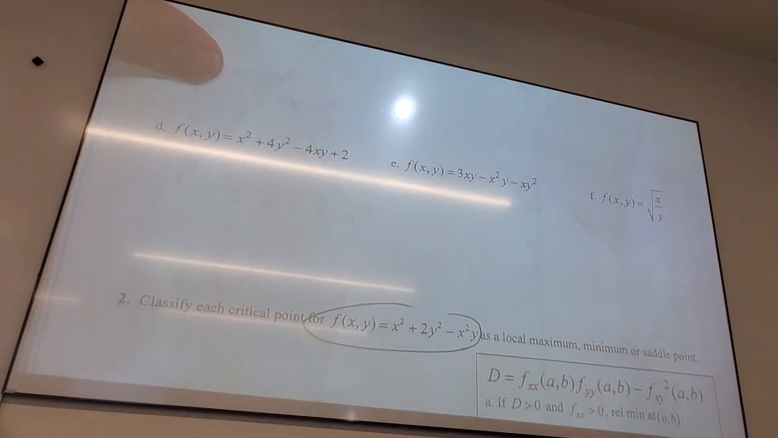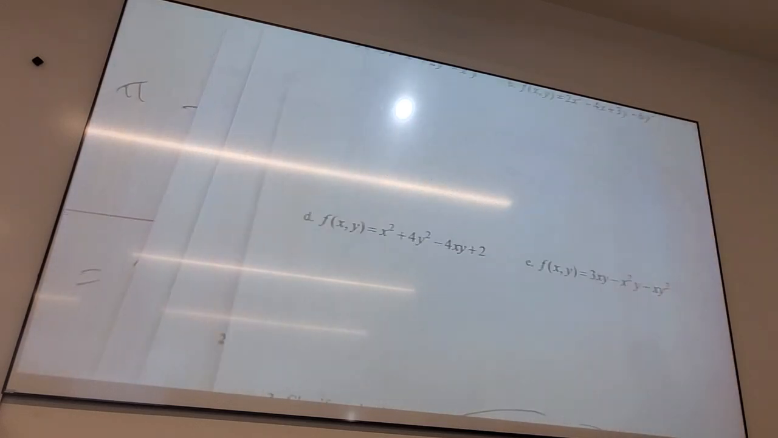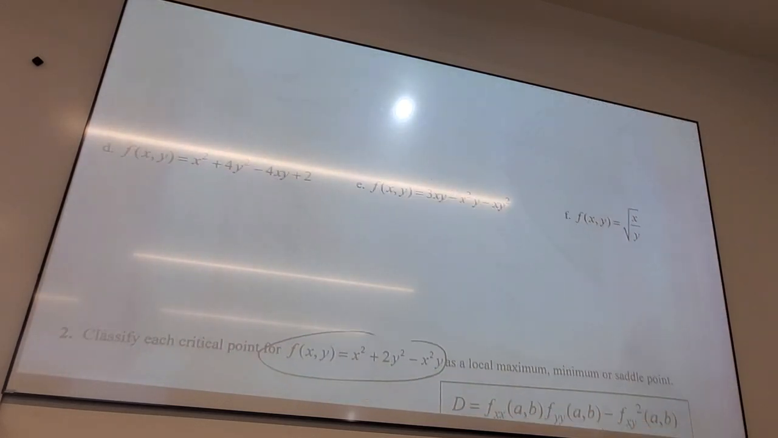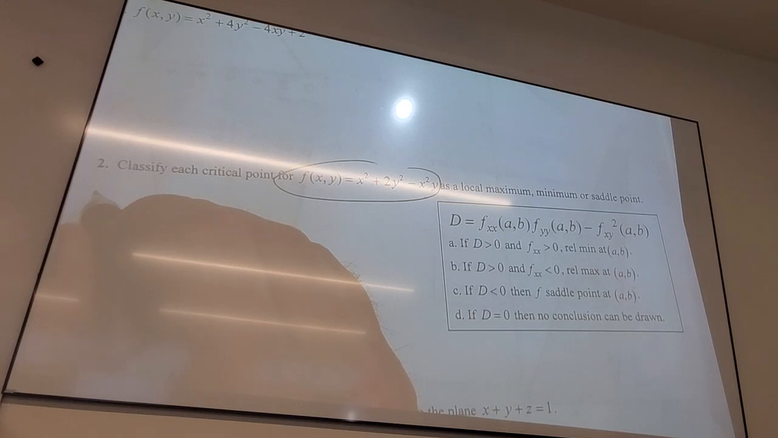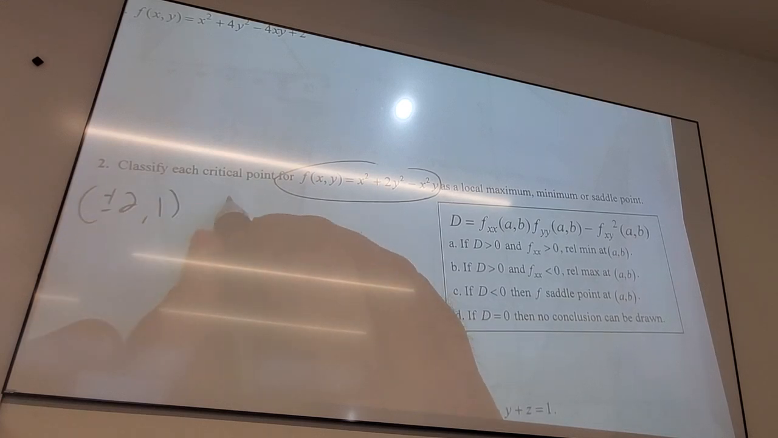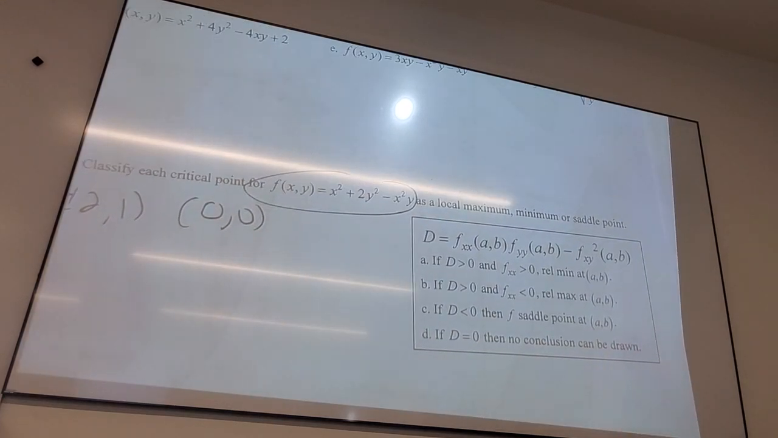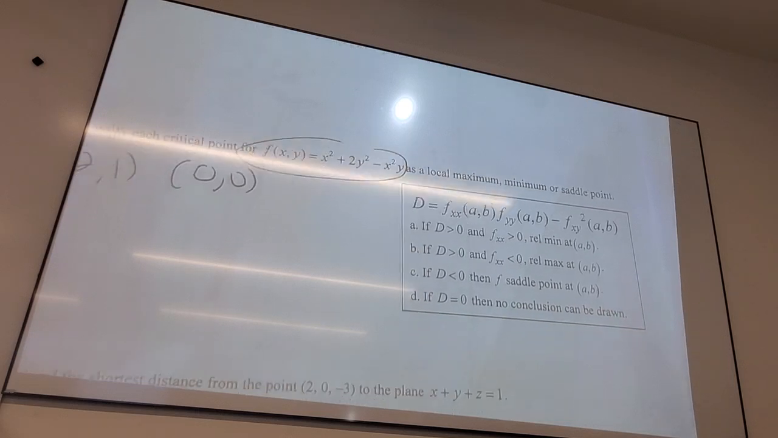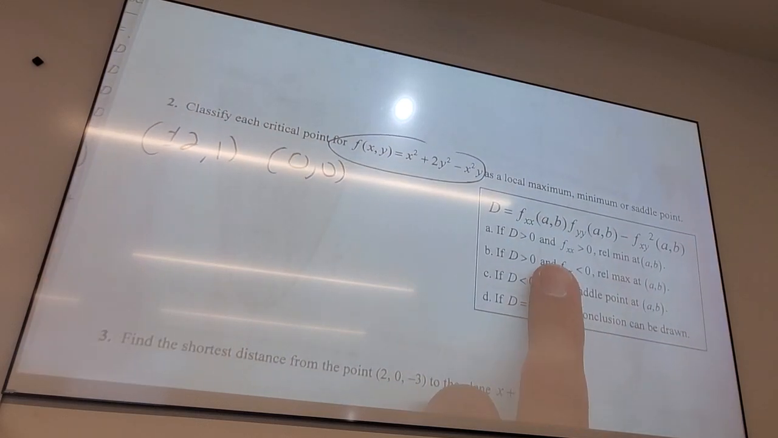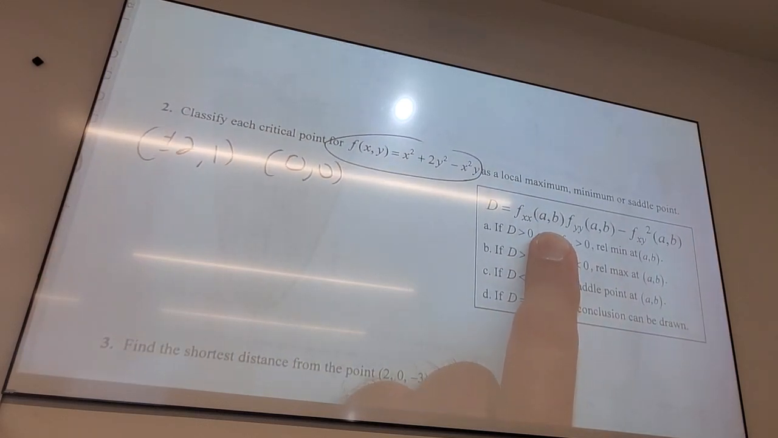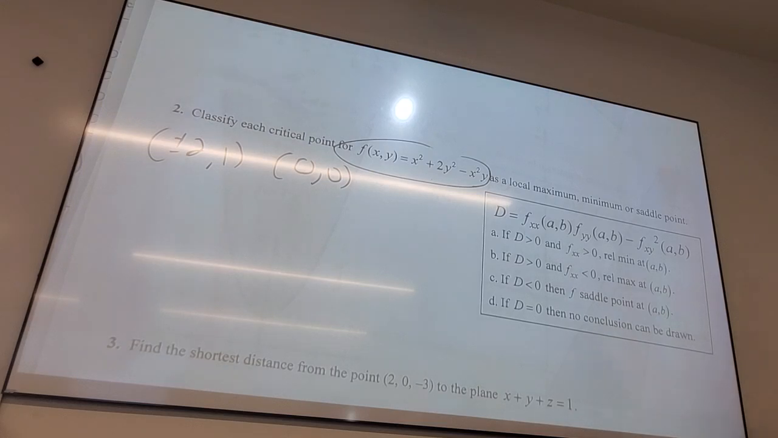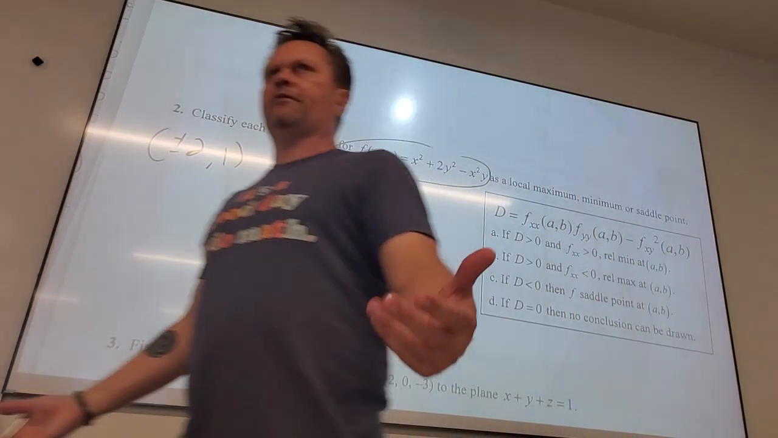What were our critical points from part A? Plus or minus 2, 1, and 0, 0. So, what do you have to calculate in order to use this? All of the second partials, yes? Except for fyx, because that's the same as fxy.